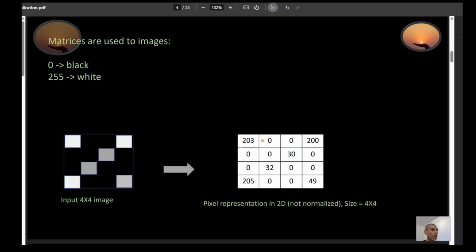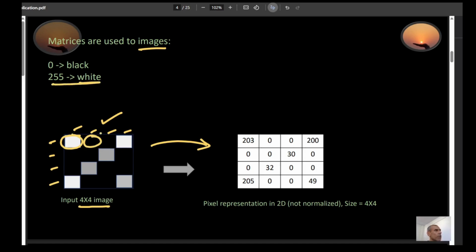You can also use matrices to represent images. So suppose you have an input image like this. Let's say this is an image which is 4 by 4 pixels. You have 4 pixels in this direction, 1, 2, 3, 4, and 4 pixels in this direction. Total 16 pixels. So these pixels can be represented in matrix notation. Suppose your extreme white could be 255, and your black color would be 0. So this matrix can be represented by these numbers.